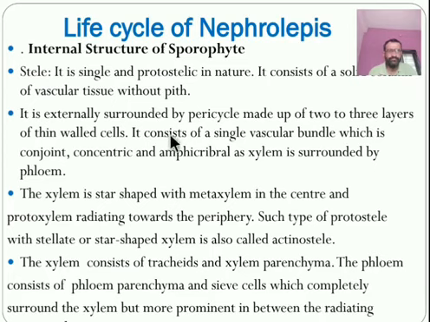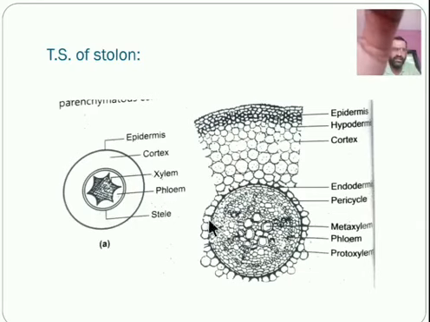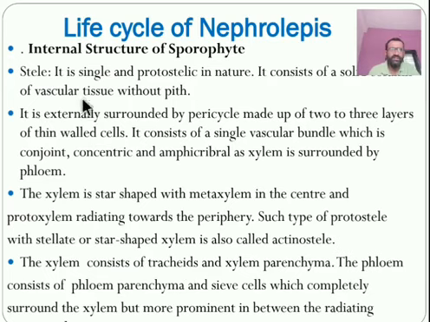Next, the stele. Here the stele is the innermost part, as we have seen. Let us see here. This is the stellar part. This stele is single layered and protostelic in nature, and it consists of a solid column of vascular tissue without the pith.